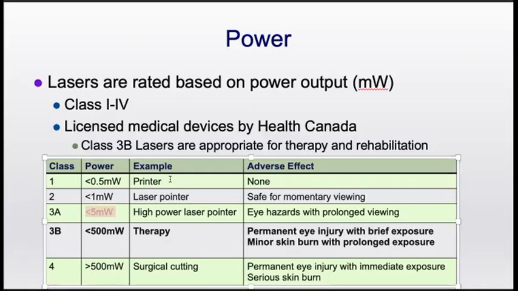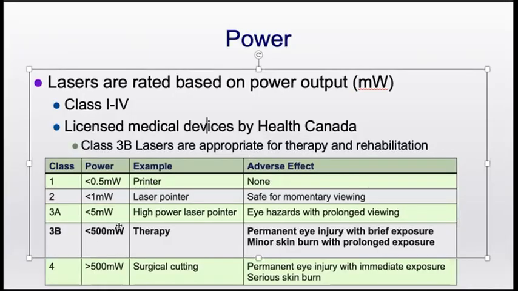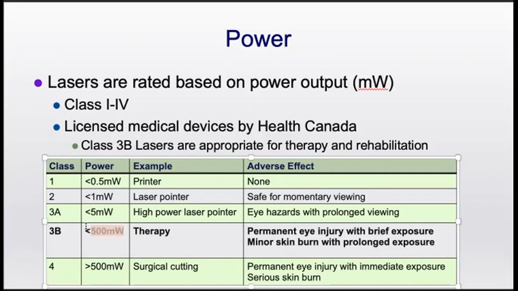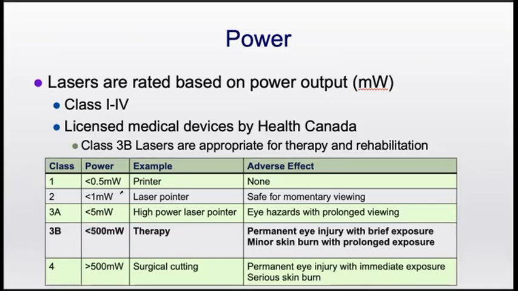If you're above 5 milliwatts, you can go all the way up to 500 and still be classified under a 3B laser. The higher the power, generally, the more expensive the laser unit and the more applicability. Once you get over 500 milliwatts, then you're into the class 4. This is sort of surgical type of lasers, and typically you need more training and more advanced degrees to be able to use the class 4 lasers.